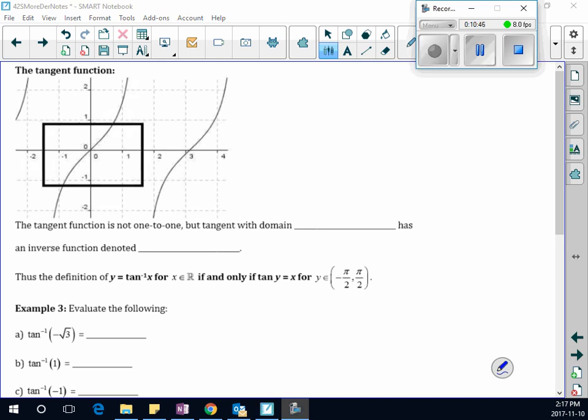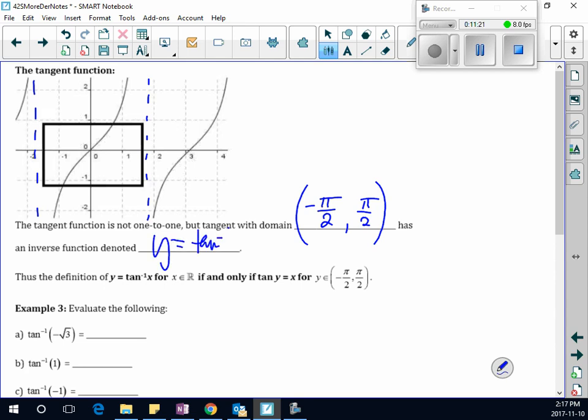So do you remember the tangent graph? In my graph, I wasn't able to draw it, but what is actually in here that we don't see? Yeah, we have these asymptotes at pi over 2 and negative pi over 2. So the tangent function is not 1-to-1, but the tangent with the domain restricted is. This time I'm not including pi over 2 and negative pi over 2, because what happens at negative pi over 2 and pi over 2? Asymptotes. And it's denoted y equals inverse tan of x.